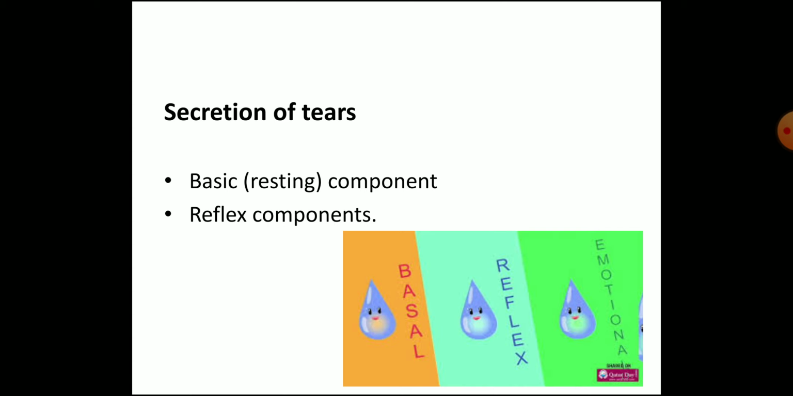Now, how does the secretion of tears occur? There are two main components for the secretion: the basic resting component and the reflex component. Sometimes an emotional component is also there.